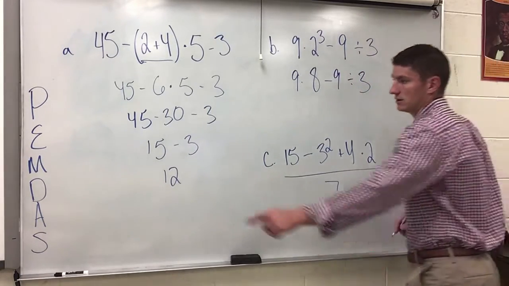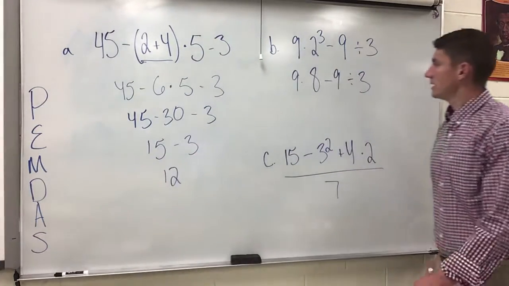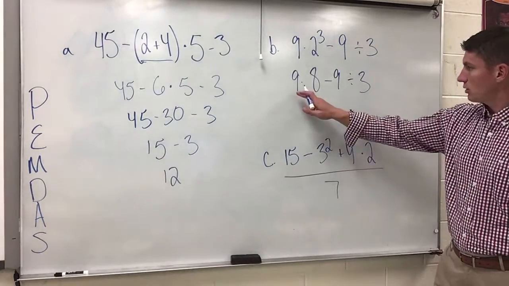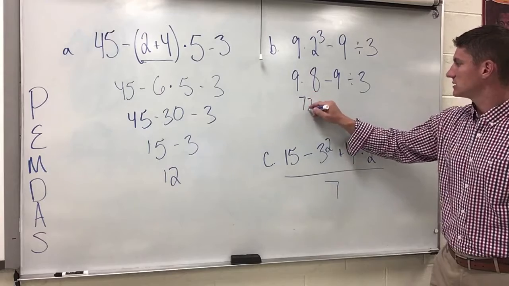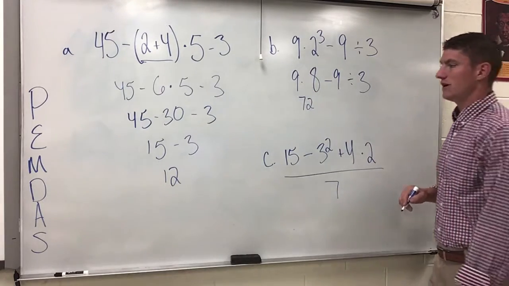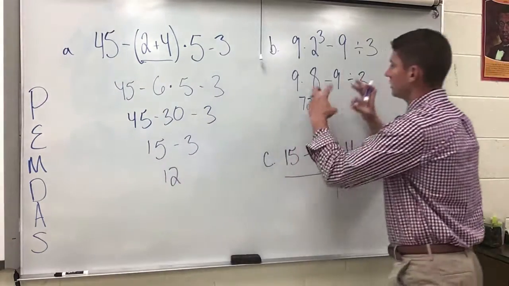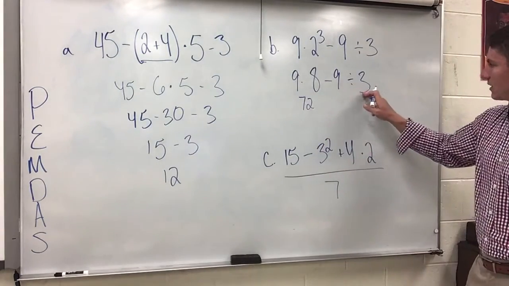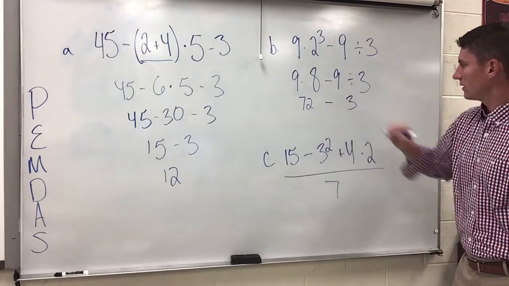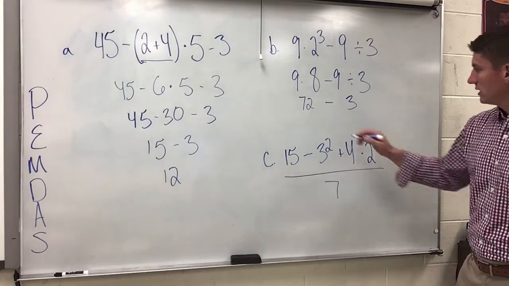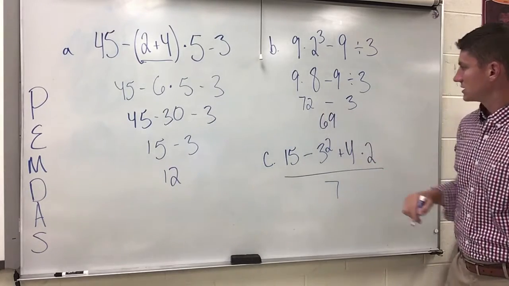Now I've got multiplication and division as my next set of problems. So I'm going to multiply 9 times 8. 9 times 8 is 72. I'm also going to divide, because that's the next step, in this one step itself. 9 divided by 3 is 3, and I bring down that term. 72 minus 3 is going to give me 69.